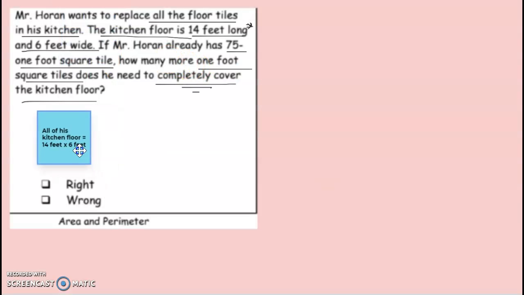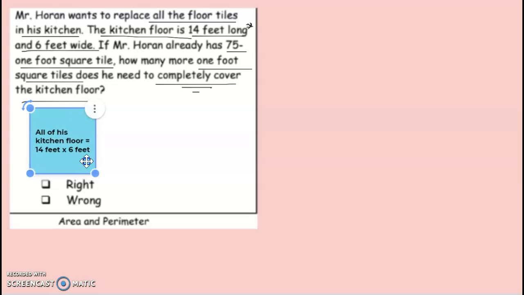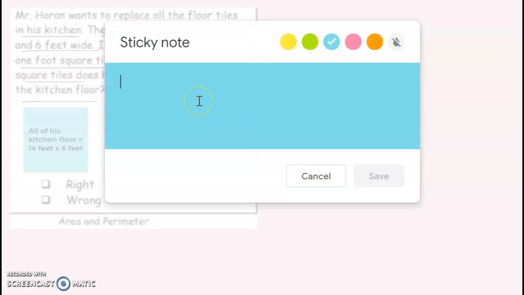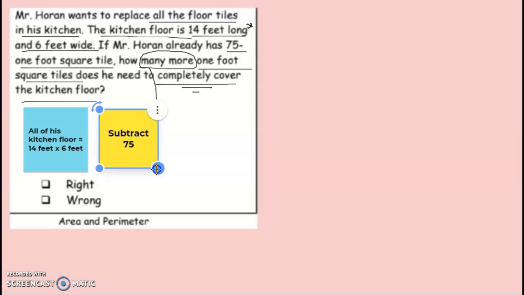Now there's a second step. After I find out how many tiles are needed to cover his whole entire kitchen floor, I need to do something else. How many more? So this clue word, how many more, tells us we need to subtract. Why? Because he already has 75 1-foot square tiles, and we need to figure out how many more tiles he needs to cover his whole floor. So we're going to find the area, and then we're going to subtract 75 because he already has 75. And that's going to tell us how many more tiles he needs.